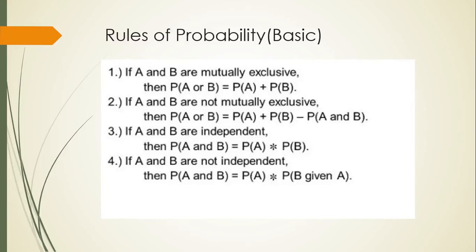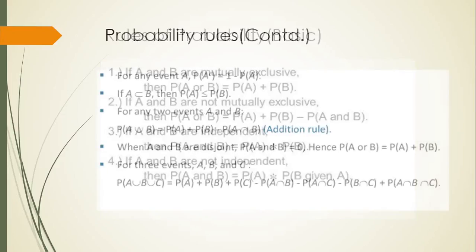In the second rule, if A and B are not mutually exclusive, then the probability of A or B is equal to the probability of A plus the probability of B minus the probability of A and B. If both A and B are independent events, then the probability of A and B is the probability of A into the probability of B. If A and B are not independent, then the probability of A and B is equal to the probability of A into the probability of B given A.